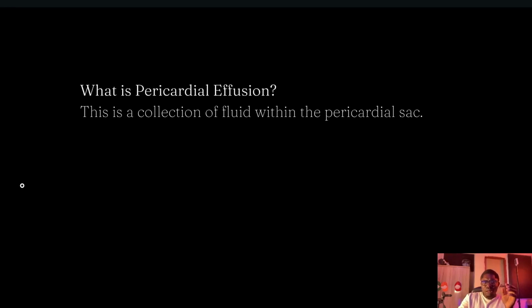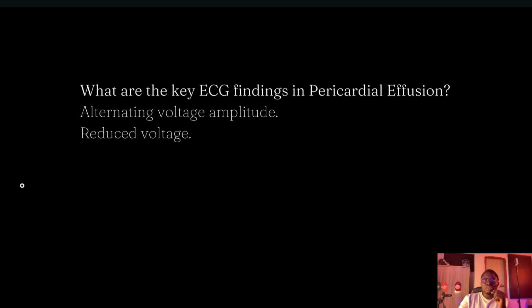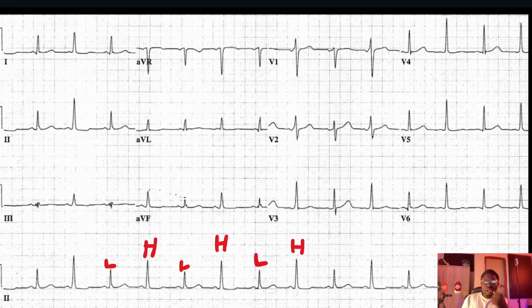In the QRS complex, you would see one tall, one small, one tall, one small, and it will alternate in that manner. So I took the liberty of annotating. You could see low, high, low, high, low, high. You could see that in every lead: low, high, low, and so on. So that's it. Very quick, very easy to make a diagnosis of pericardial effusion.